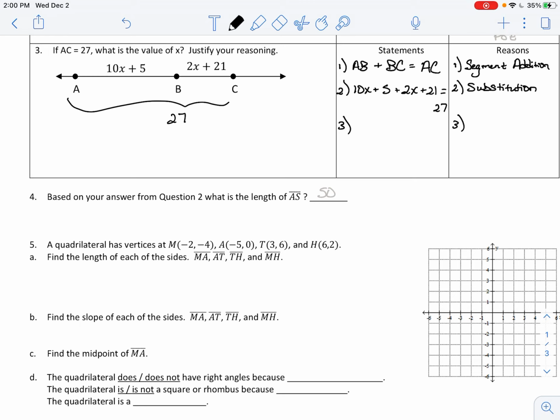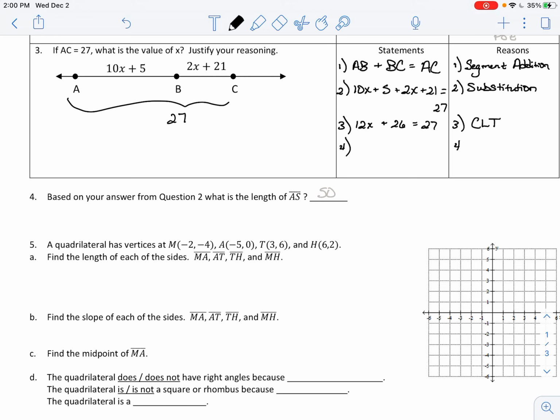So unlike the last problem, now I have x's and some numbers on the same side of the equal sign. I'm going to use combining like terms. You could also call that simplify. But 10x and 2x gives me 12x's. 5 and 21 makes 26. And it's still equal to 27.